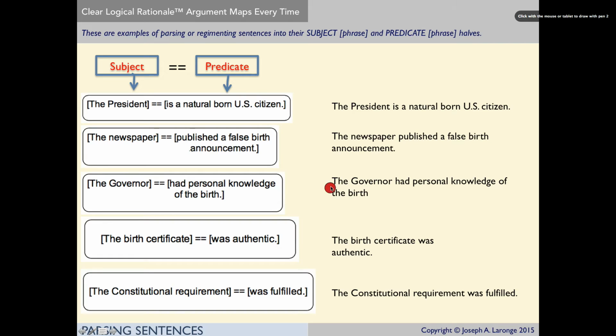Here we have the sentence, the governor had personal knowledge of the birth, and we've broken it into the subject phrase and the predicate phrase. Here we have the sentence, the birth certificate was authentic, and we've separated it into the subject phrase and the predicate phrase. And our last example here is the constitutional requirement was fulfilled. And here we've broken them into two. You'll notice the predicate phrase always starting with the verb. Remember nouns and verbs?